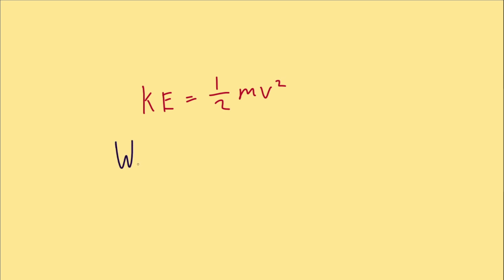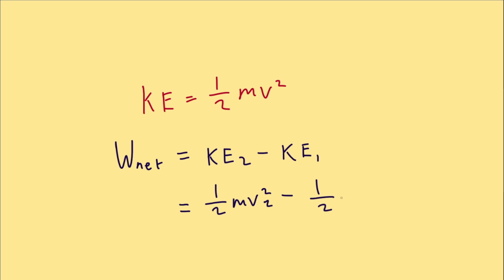The net work done on an object can be written as the change in kinetic energy. This means the final kinetic energy minus the initial kinetic energy. This can be written as the value of the second kinetic energy minus the value of the first kinetic energy. And this right here is a very, very important principle. It's called the work energy principle, or the work energy theorem.